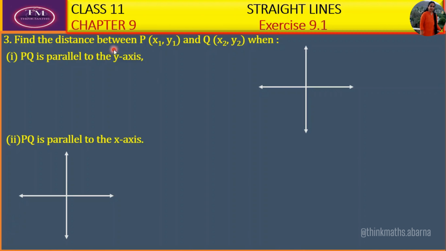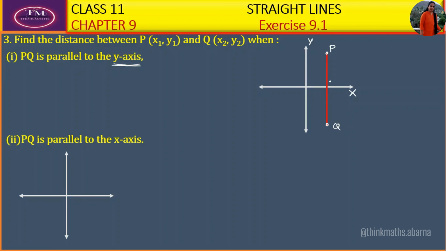Find the distance between P of x1, y1 and Q of x2, y2 when PQ is parallel to the y-axis. The second part is when PQ is parallel to the x-axis. Now we have the x and y-axis here. This is the x-axis and this is the y-axis. In the first part, PQ is parallel to the y-axis. So the line PQ is parallel to the y-axis. The line being parallel to the y-axis means it can be of the form this way. So we will have PQ, this line.